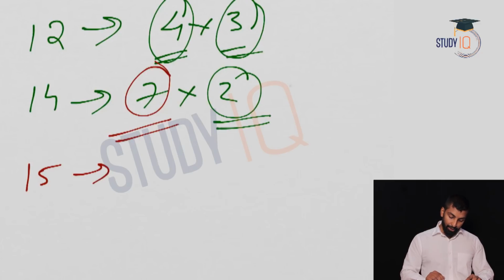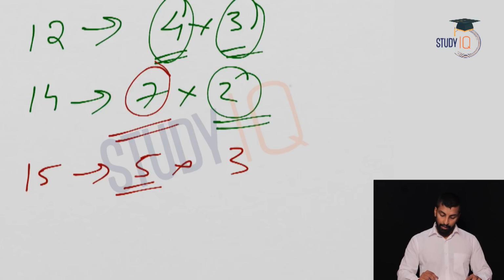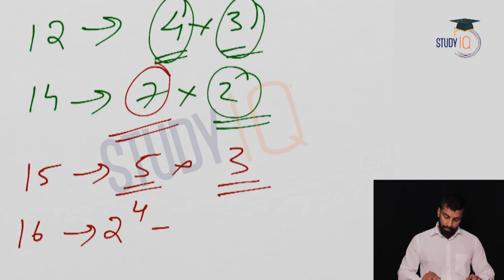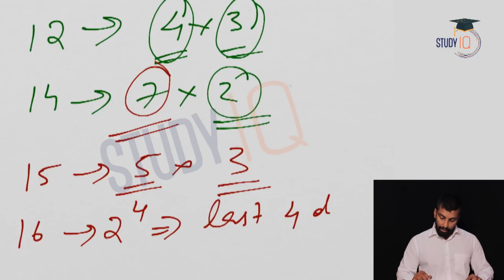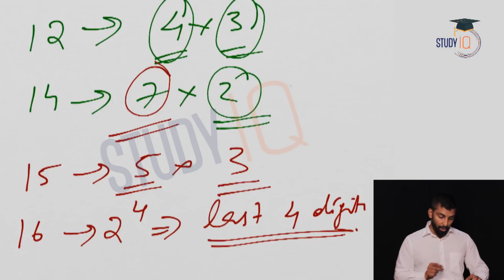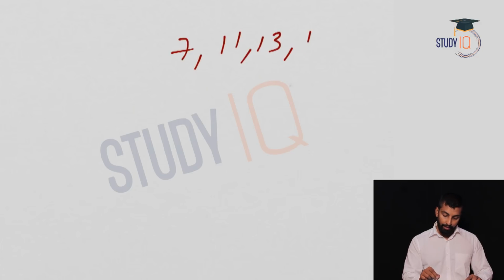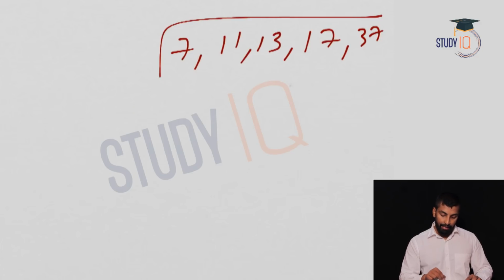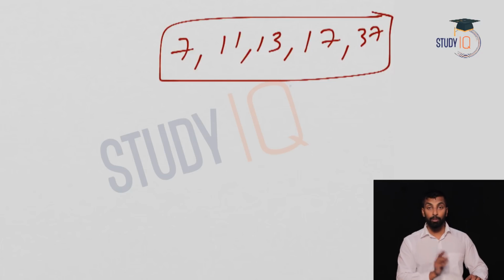15 is actually 5 into 3. For 5, you know the last digit must be either 0 or 5. For 3, you know the sum of digits. 16 I have already discussed. 2 raised to 4 is 16, so the last 4 digits. I hope all of you understood the divisibility rules we have discussed till now. That means we have discussed up to 16, except 7, 11, 13, 17, and 37.